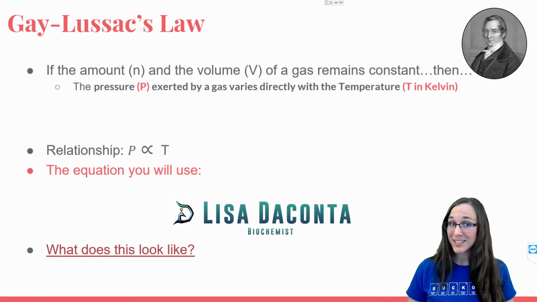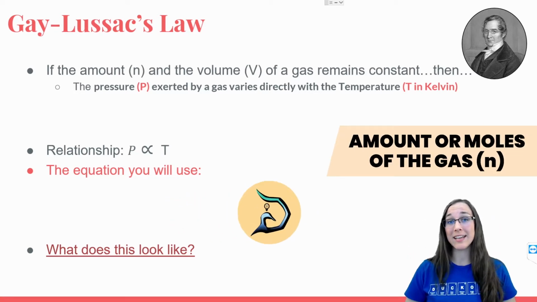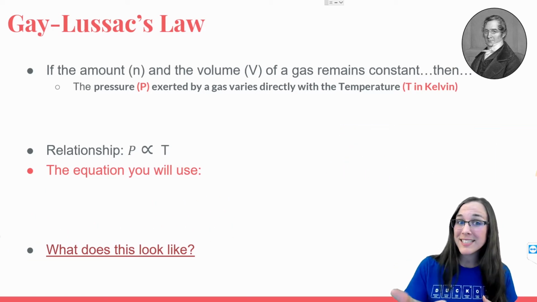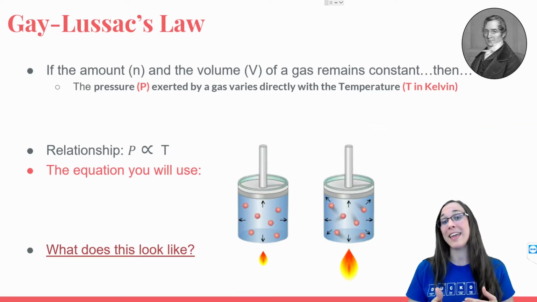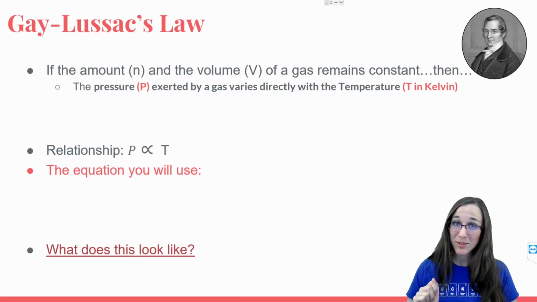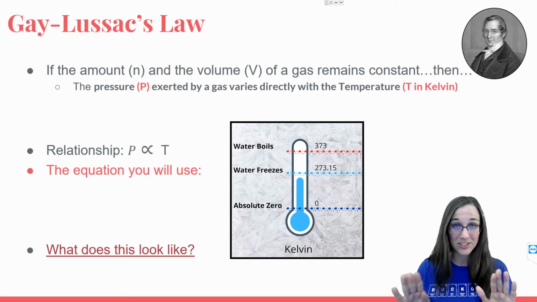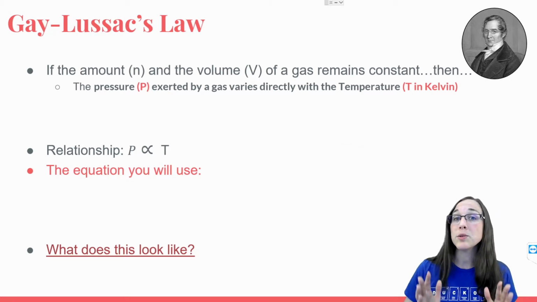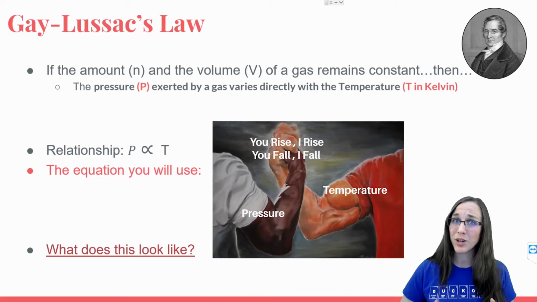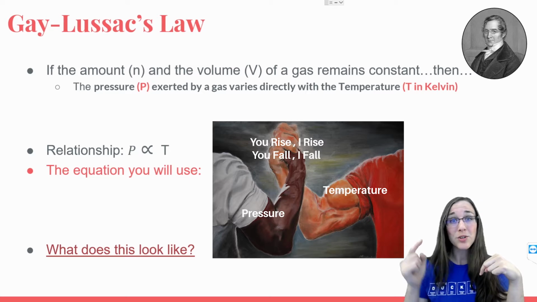For Gay-Lussac's law, we're assuming that if the amount, the n or the moles of the gas, and the volume of the gas V remain constant, then the pressure exerted by the gas on its container will directly affect the temperature. And remember, this is temperature in Kelvin, not degrees Celsius, not degrees Fahrenheit. This relationship between pressure and temperature is a direct one, meaning that if the pressure goes up, the temperature goes up. If the temperature goes down, then the pressure will also go down.